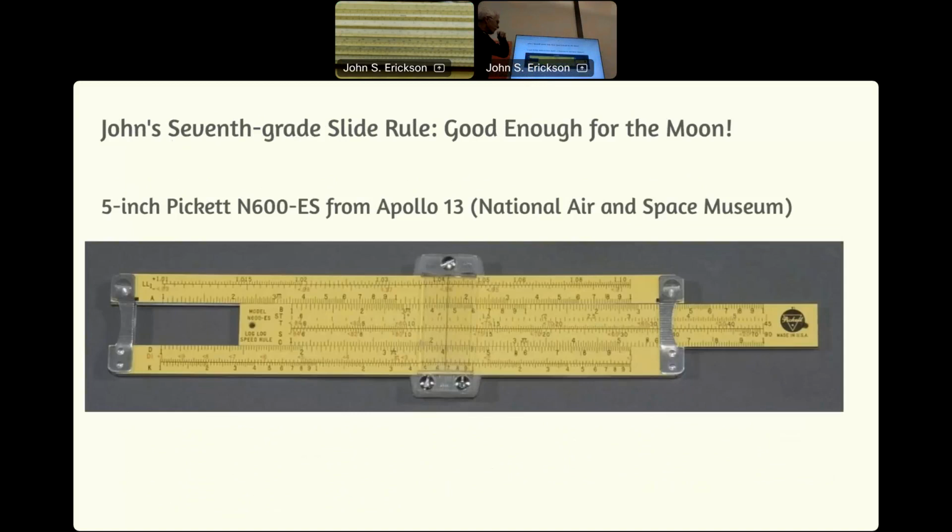I showed this. This is actually in the Air and Space Museum, but this is the same as the slide rule I bought for myself when I was in 7th grade in 1974, 75. So let's say 50 years ago. This is significant because this is a 5-inch slide rule. This is what they carried with them on Apollo missions. This particular one was on the Apollo 13 mission.